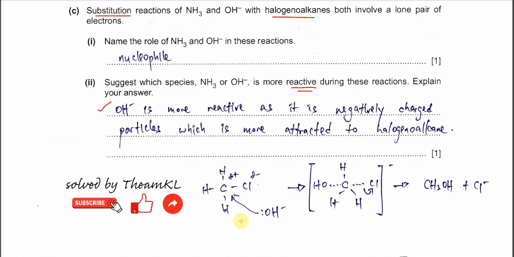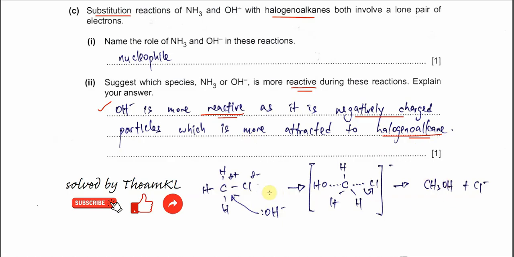If let's say we put ammonia, ammonia still can react. It just is neutral, right? So the reactivity might not be as great as the hydroxide. So that's why the answer in the mark scheme is this one. So hydroxide is more reactive and is negatively charged, which is more attracted to the halogenoalkane, or you can say is more attracted to the partial positive carbon.